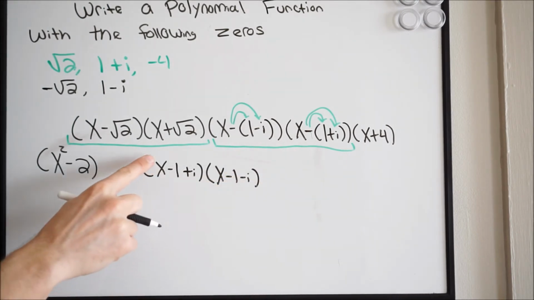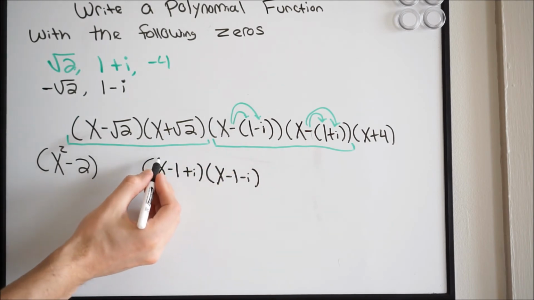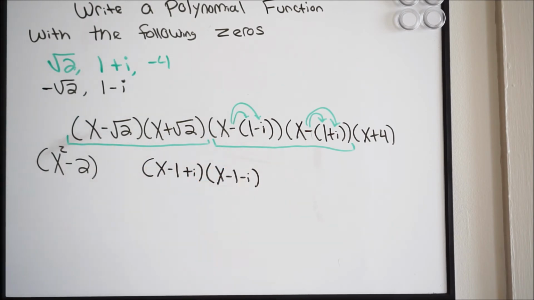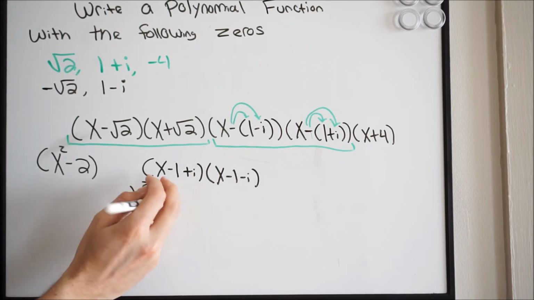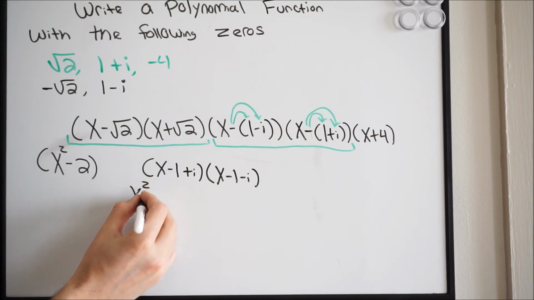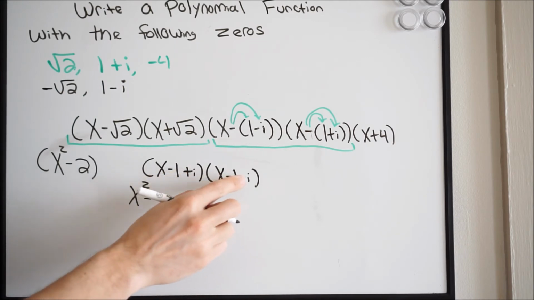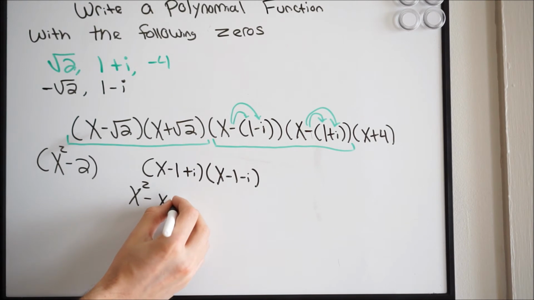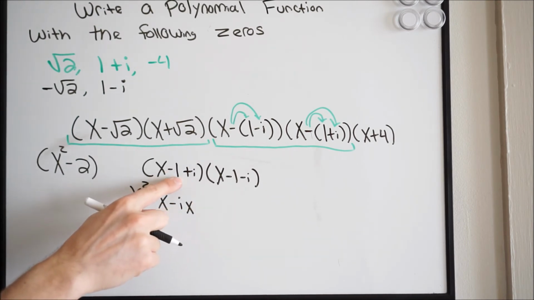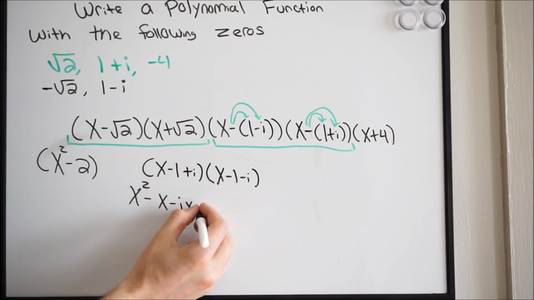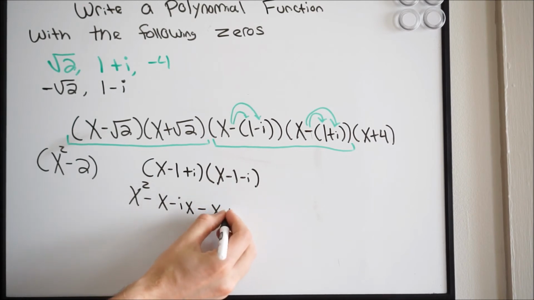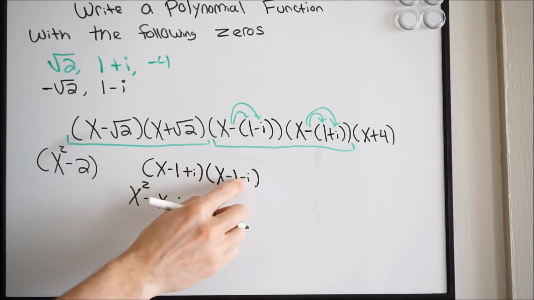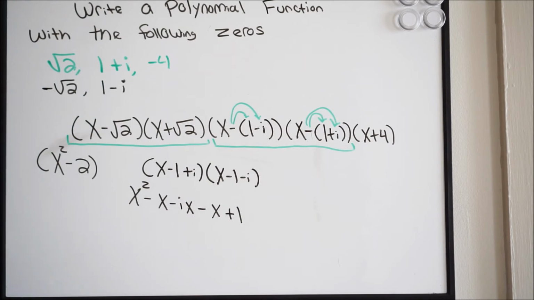Okay, and then we're going to simply just go ahead and do these operations out. So each term here, we have to go ahead and distribute. So starting here, x times x, you will get x squared. x times negative 1, that's negative x. x times negative i, that's negative ix. Okay, moving on. Negative 1 times x, that's negative x. Negative 1 times a negative 1, that's plus 1. Negative 1 times a negative i, that's going to be plus i.